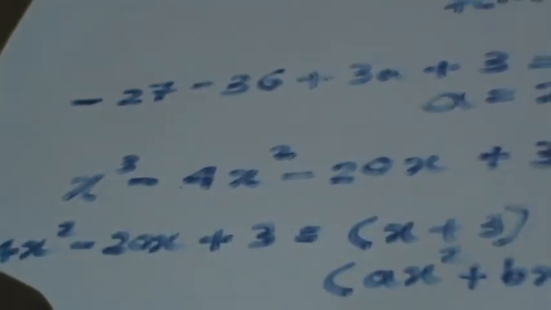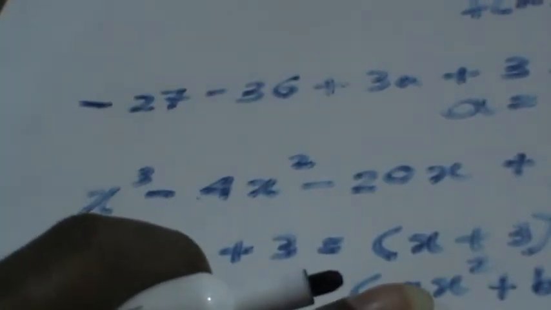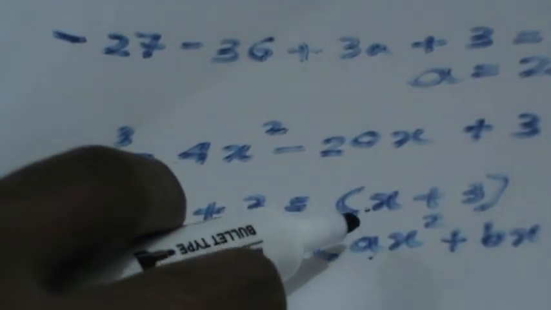Ax squared plus bx plus c, right? So if I can find the values of a, b and c, I can find the quadratic expression. So you can say that by equating the coefficients of x cubed, a should be equal to 1, because ax cubed is the only cubic term that you will get from the right hand side. So a should be equal to 1 by equating the coefficients of x cubed. So a is equal to 1, right?